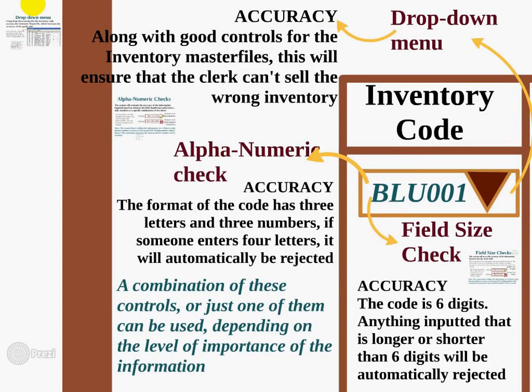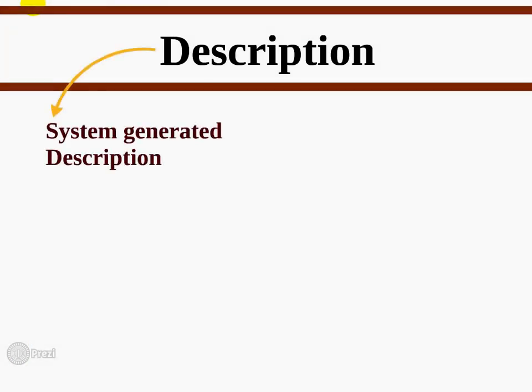And that is our alphanumeric check, our field size check, and talking about your drop-down menus. Again, this is an indication of the types of application controls there are and what they look like. You need to consider all the different types of areas that it would be useful for, that you could use it. The description, system generated, auto-filled.